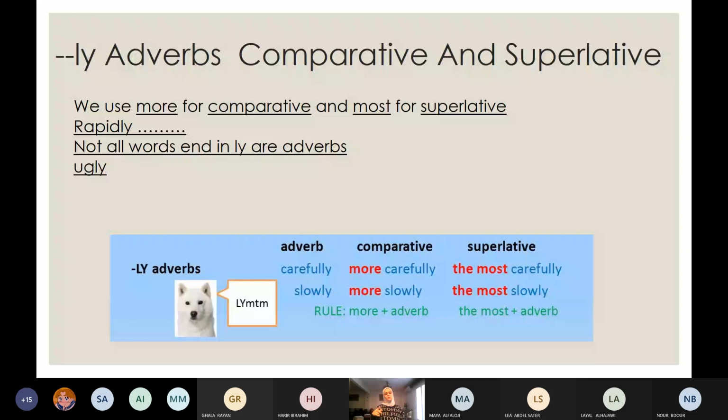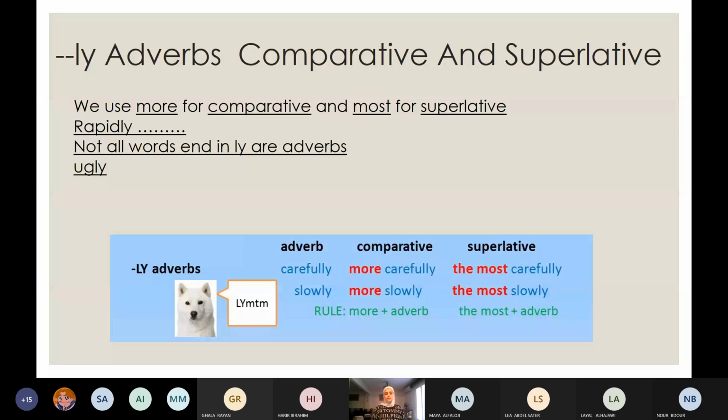He walks more slowly than his brother. She studies more carefully than her sister. Jane is the most carefully studying girl in the class. He walks slowly. He walks more slowly than his brother. He is the most slowly walker in the class.